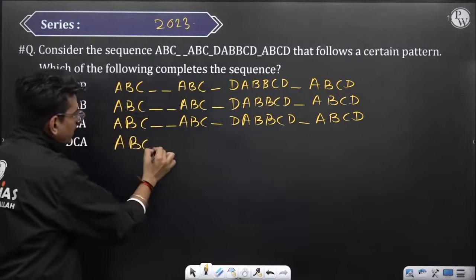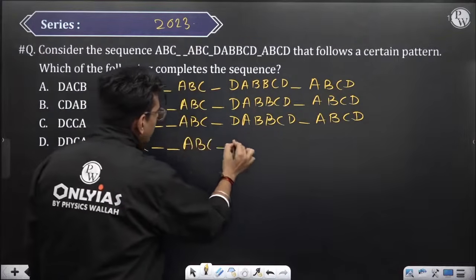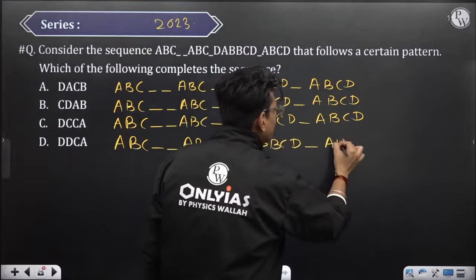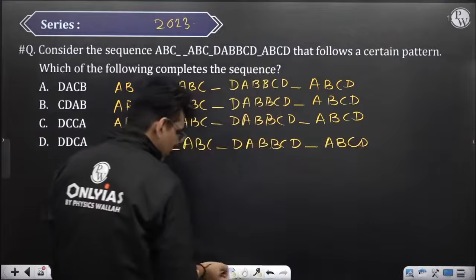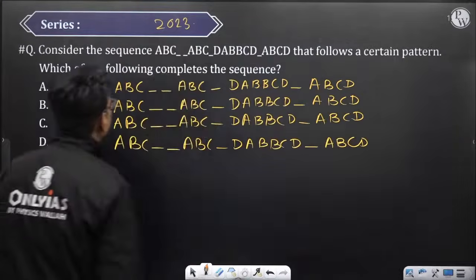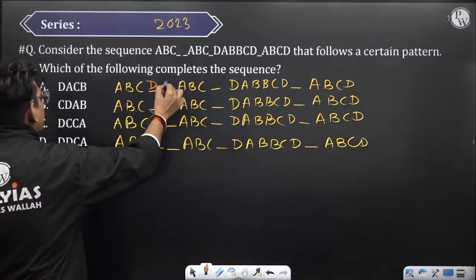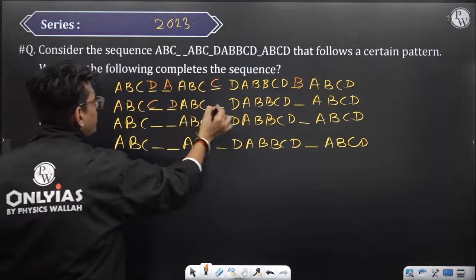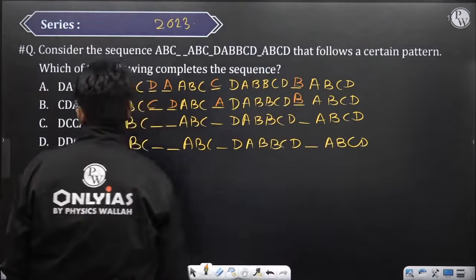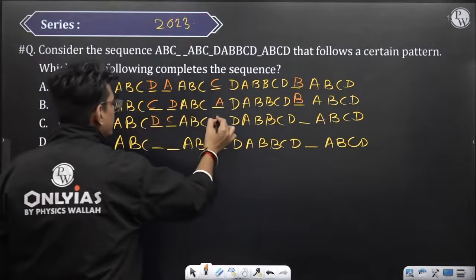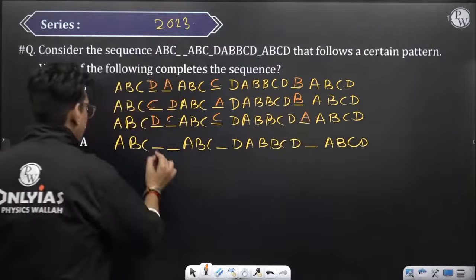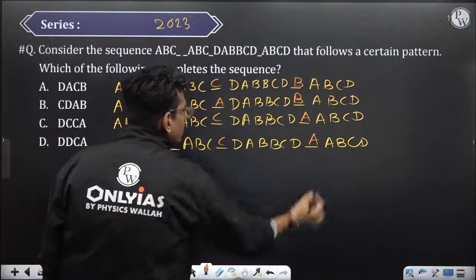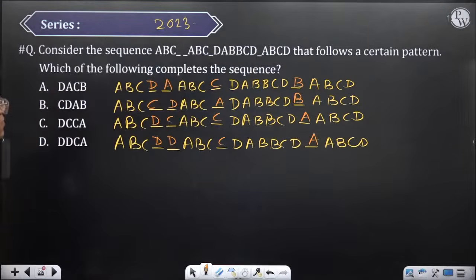A B C again dash dash A B C dash D A B B C D. You can do it by the method discussed earlier in the last slide, or you can fill in the options: D A C B C D A B D C C A or D D C A. Now check if you are getting any pattern.